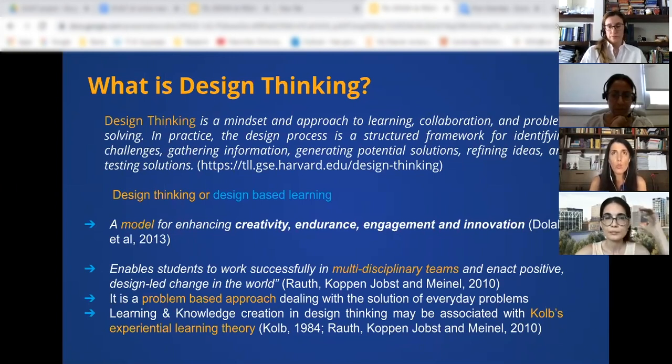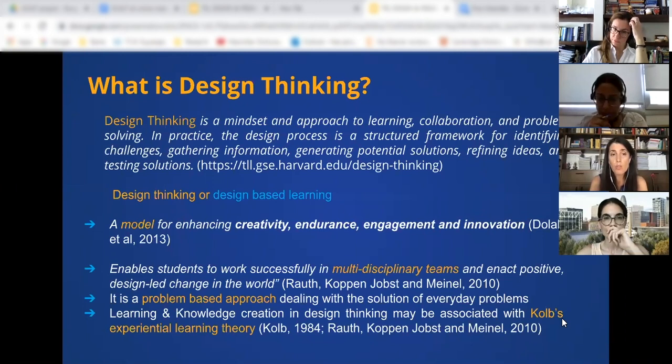And this is connected to the creativity of the teacher, of the person who is going to work with design thinking. It enables students to work successfully, as we see here, in multidisciplinary teams. This is very good. As we said, it is a problem-based approach. It is also a collaborative approach. And as it says, based on the literature review, learning and knowledge creation, design thinking may be associated with Kolb's experiential learning theory, which is also very well known.